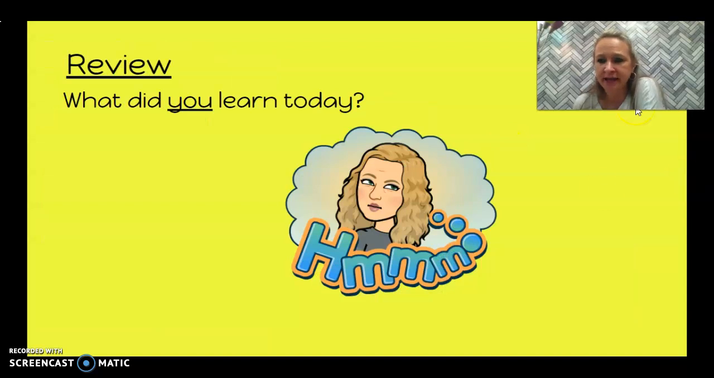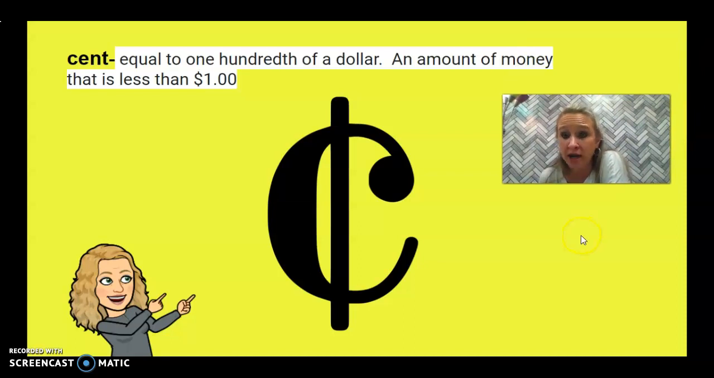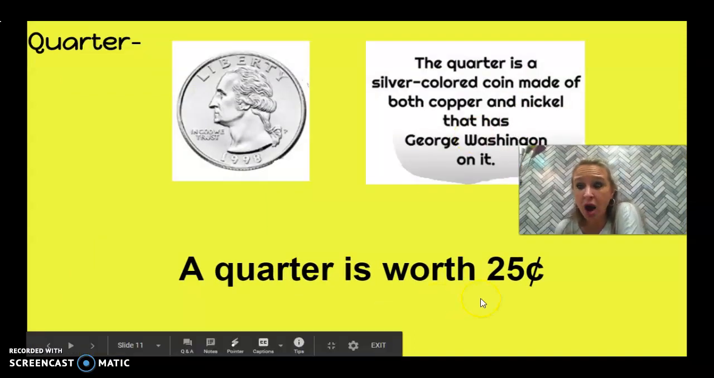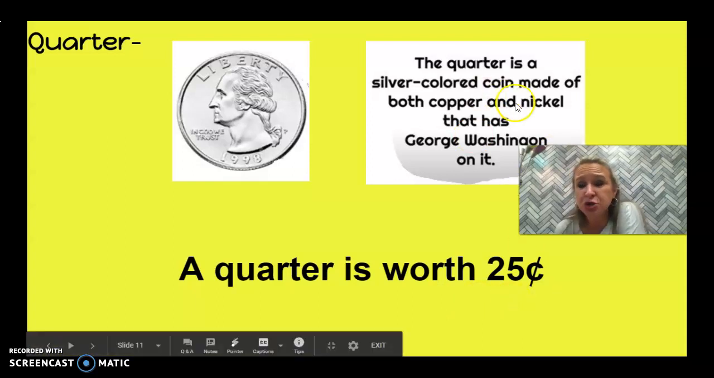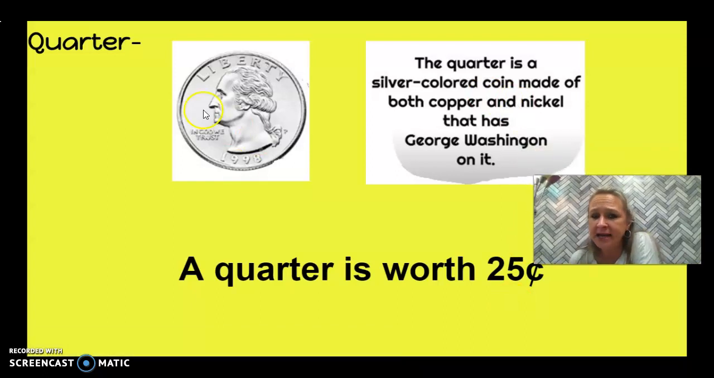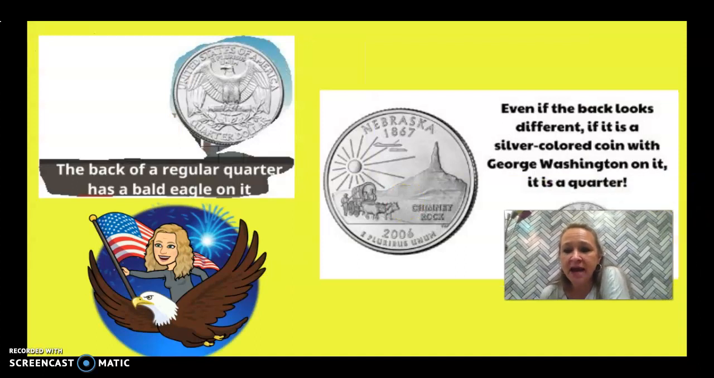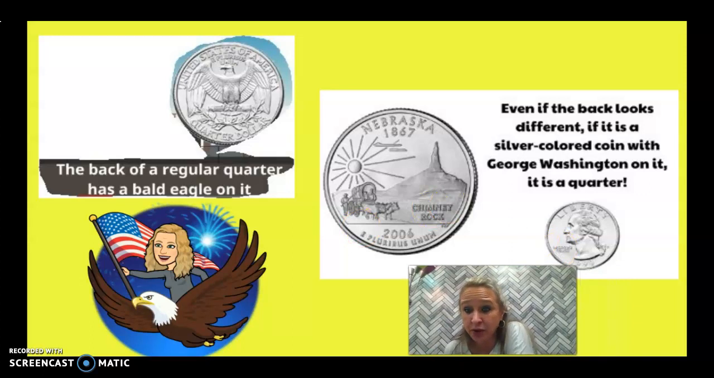So what did we learn today? We learned that a cent is equal to 1/100th of a dollar, an amount of money that is less than $1. We learned that the quarter is worth 25 cents. It is a silver-colored coin made of both copper and nickel and has who on the front? George Washington. Very good. And even if the back looks different, if it is a silver-colored coin with George Washington on the front, it's a quarter. Some of them have the bald eagle and some of them have a state.